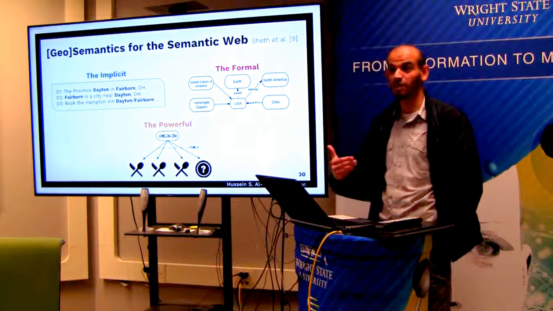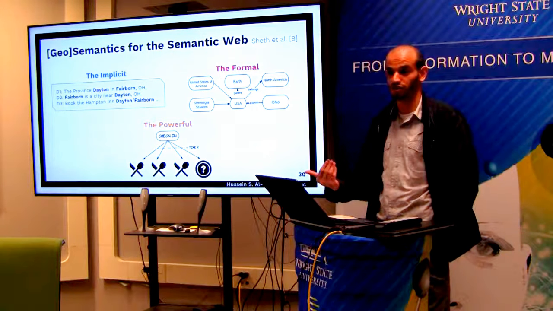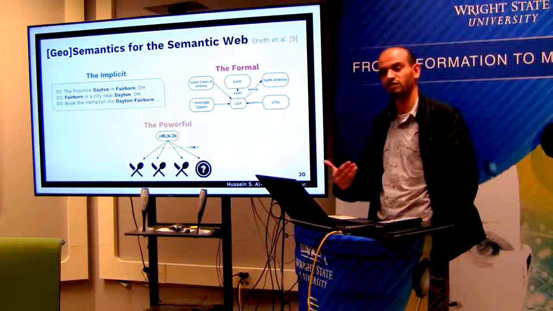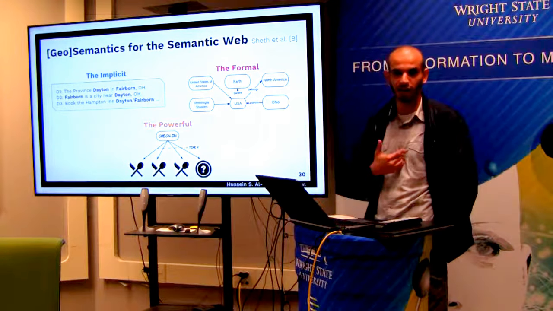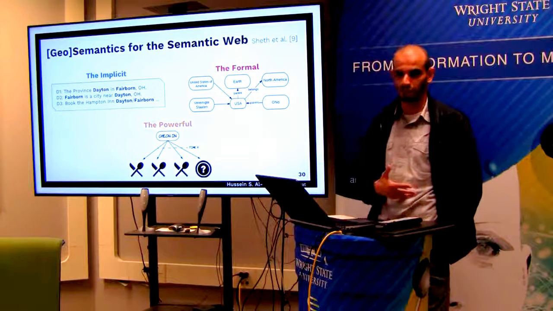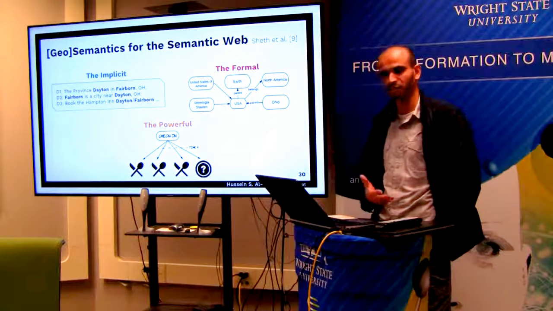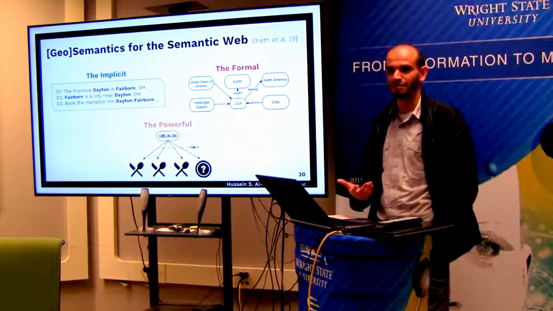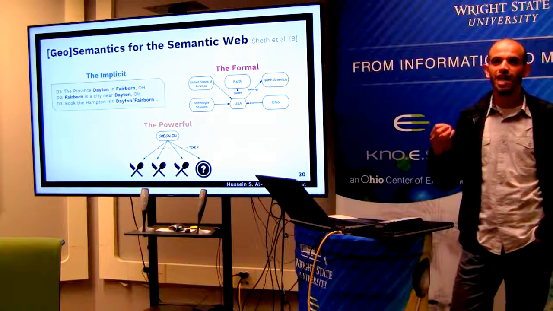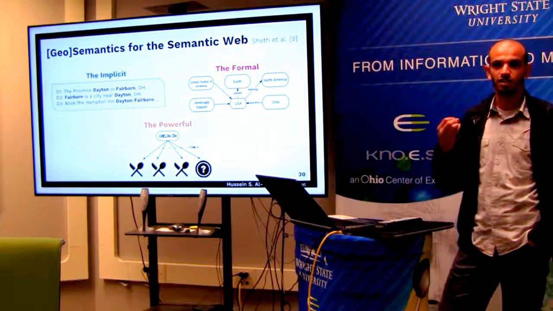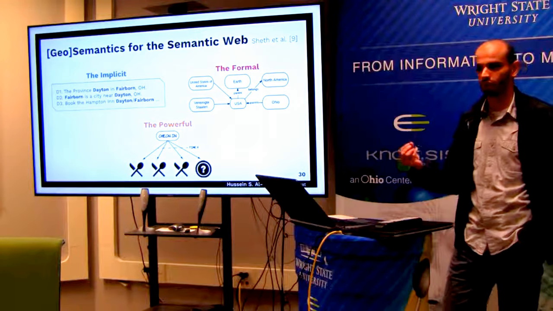Now, we come again to something that Dr. Schiff talked about in this class, which is the semantics for the semantic web. I call it, in my case, geosemantics for the semantic web: the implicit, the formal, and the powerful. Remember that paper? So I just want to explain what that means for us in a geosemantics talk.